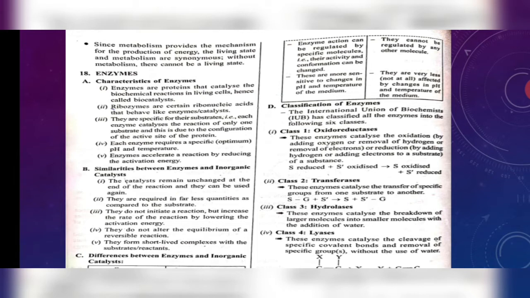Let us now classify the enzymes into various categories. This classification has been given by IUB, that is the International Union of Biochemists. It has categorized enzymes into 6 categories. Let us discuss all the 6 one by one. The first category is oxidoreductase, those enzymes which cause oxidation and reduction reactions. For example, there are two substrates S and S dash. One would be oxidized and one would be reduced. We have already read about redox reactions in class 10th.